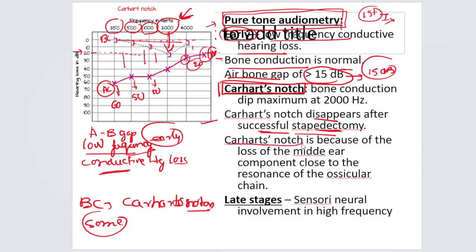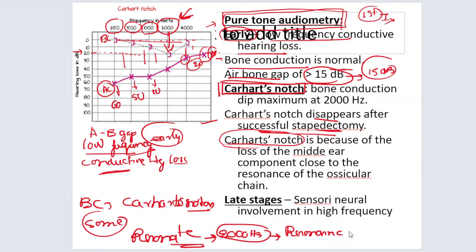So why is a Carhart's notch present when there is disease, and after successful stapedectomy there is no Carhart's notch? If you remember the physiology of hearing, each part of the conductive apparatus, the external auditory canal, the tympanic membrane and the ossicles, resonates at a particular frequency. That is called the resonance of that particular conductive system. So the ossicular system resonates best at 2000 hertz. Because of the stapes fixation, that resonance is lost. Because of the loss of the resonance at 2000 hertz, you will have a Carhart's notch at 2000 hertz. So that is why you remember the Carhart's notch.